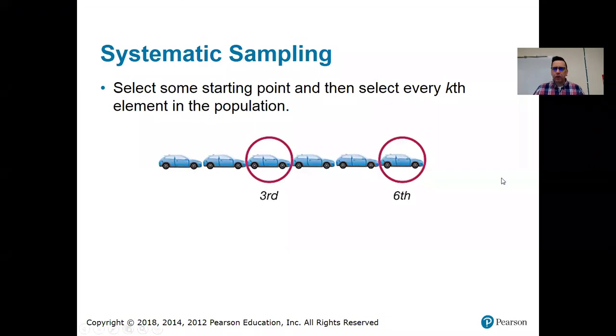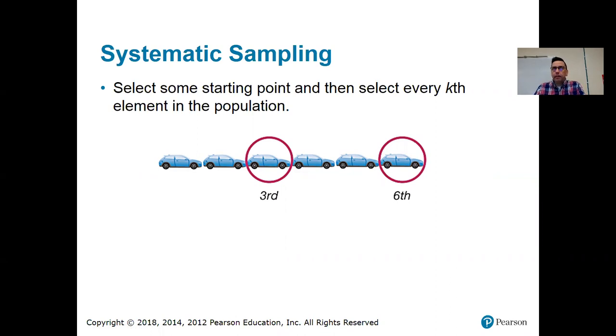All right, continuing with section 1.3. This is about different sampling methods. So the first one, and the one that I think is kind of the easiest to understand, is systematic sampling. This is where you select some starting point and then select every kth element in the population.